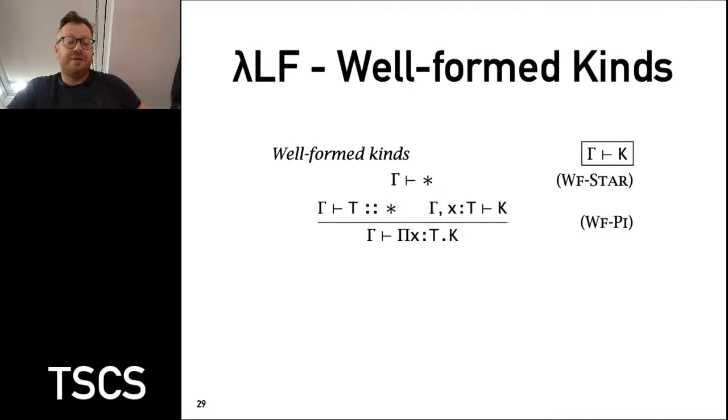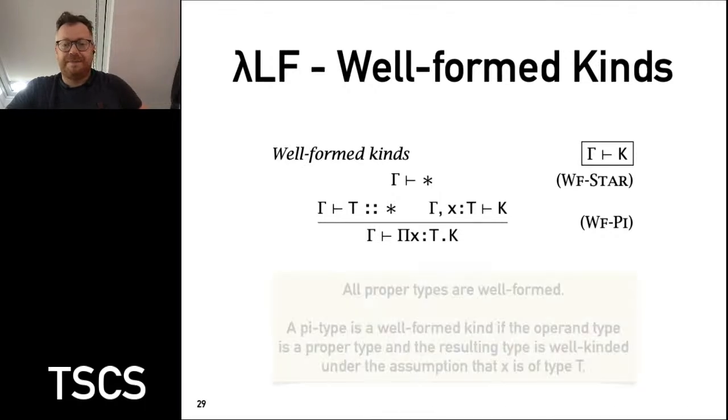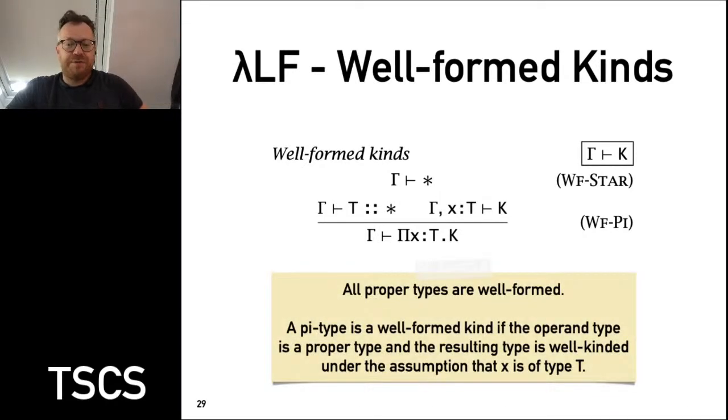And as you can see, it comes with two rules, which I think couldn't be done any more elegantly. So what does it say? All proper types are well-formed, and the pi type is a well-formed kind if the operand type is a proper type and the resulting type is well-kinded under the assumption that x is of type t. As you might have substitutions.